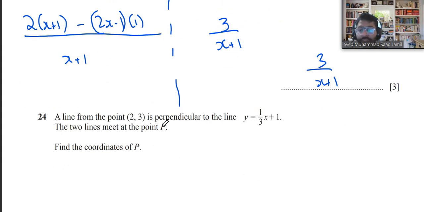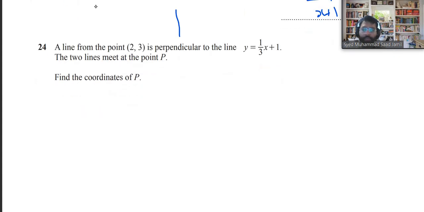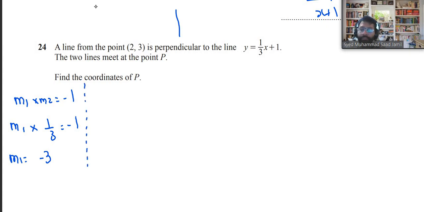Next question says a line from the point 2, 3 is perpendicular to the line. The two lines meet at point P. Find the coordinates of P. So first of all guys, in this question you will find the perpendicular gradient. How do we find perpendicular gradient? So look, you already have one gradient. The formula for perpendicular gradient is m1 multiplied by m2 is equals to minus 1. So let's say m1 multiplied by m2, which is 1 upon 3, is equals to minus 1. So m1 is equals to minus 3. Okay. So the gradient of the perpendicular line is minus 3.